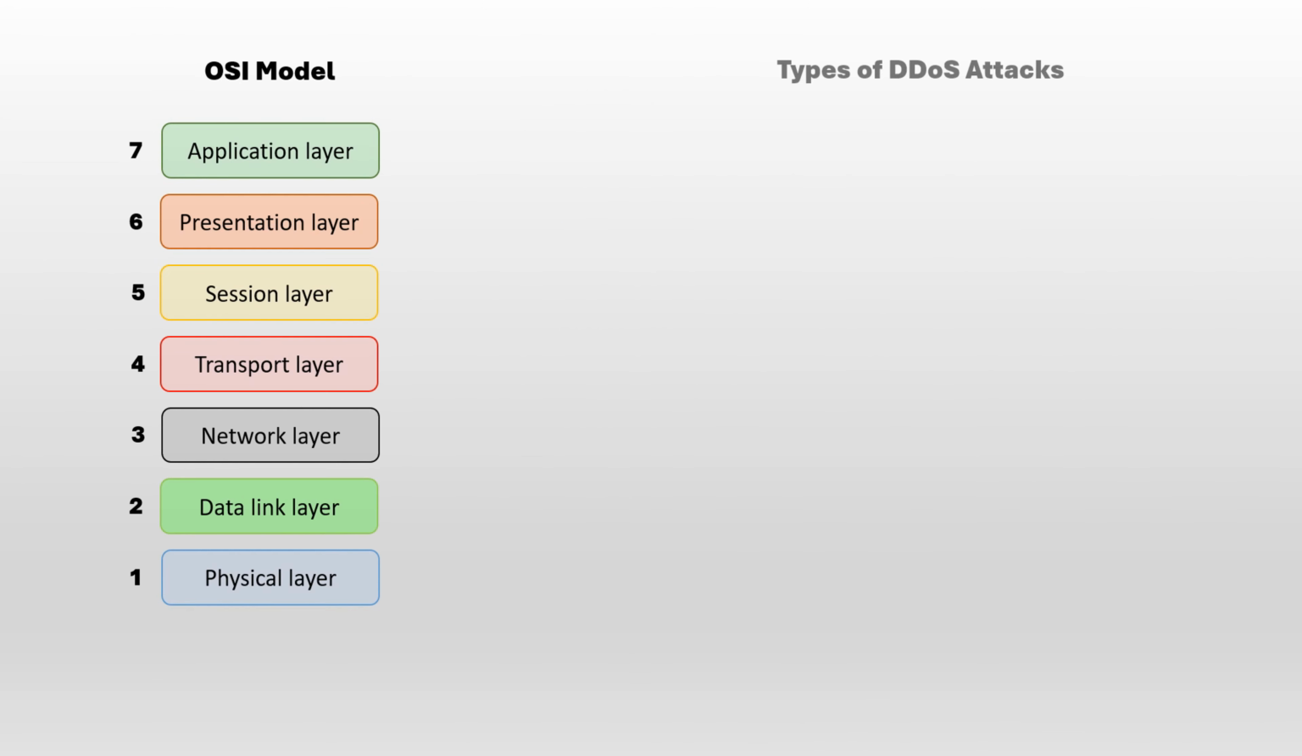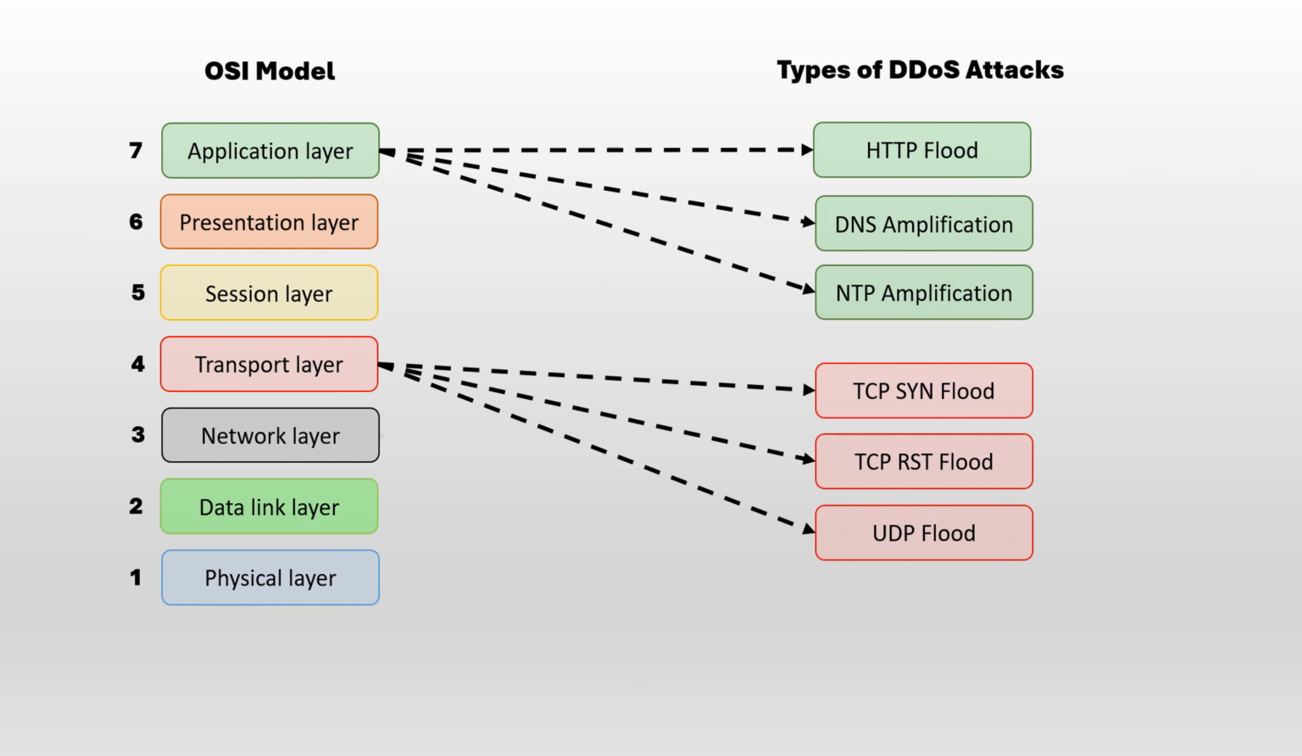Now that you understand what DDoS is, let's delve into the various types of attacks that exist. If we look at the 7-layer OSI model, DDoS attacks mainly occur at the network, transport, and application layers. Let's break down each type individually.